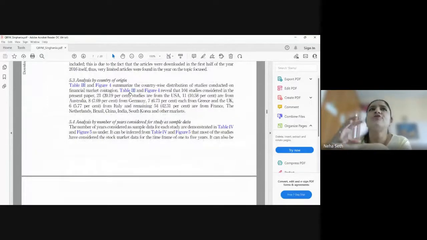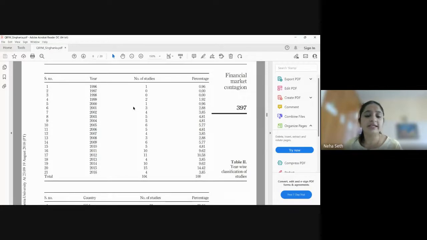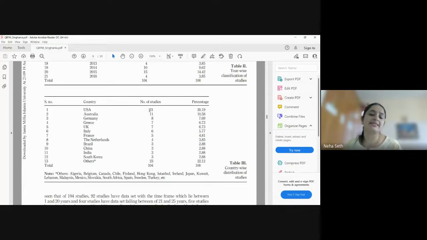When we analyzed the data on the basis of country, we categorized the papers on the basis of the authors, like the country of the first author. We took the origin of the paper as that country. This is how we categorized these papers, and we get to know that the US had the maximum papers, followed by Australia, Germany, and so on.